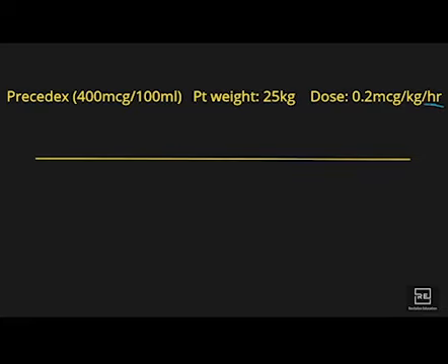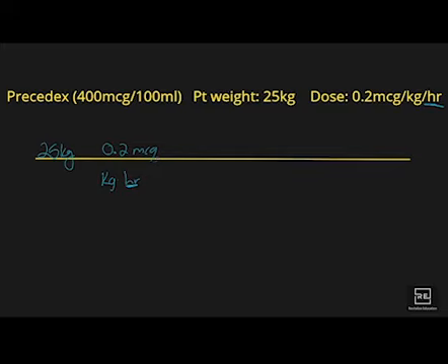So just like we did before, when we're trying to figure out how many mLs per hour that is, we're going to start with the weight. So we're going to do 25 kilograms, and now we're going to incorporate the dose, which is 0.2 mics per kg per hour. Now again, we've been dealing with minutes, so make sure that you're incorporating the right unit here. So in this case, hours.